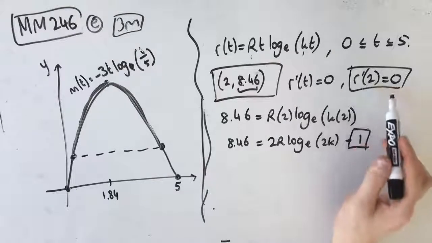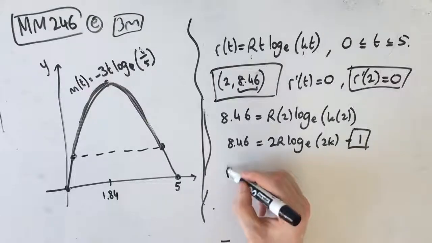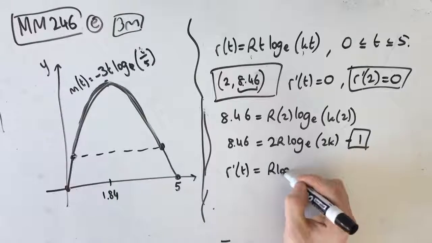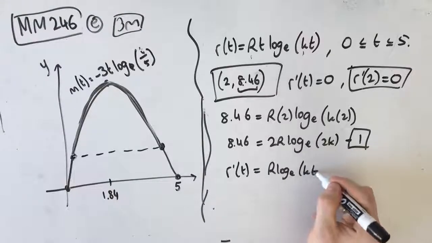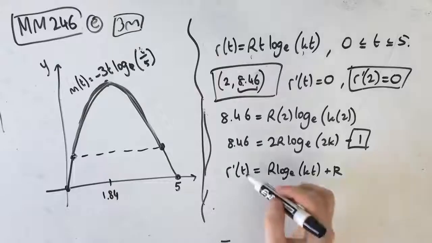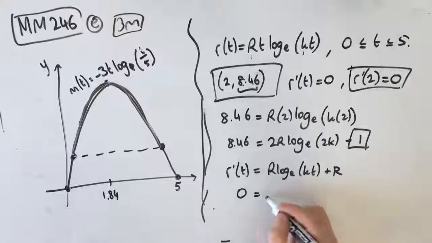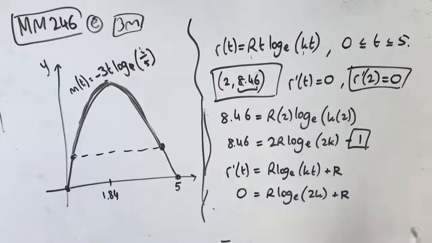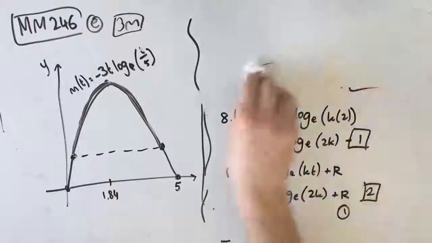And our second one comes from our r dash of 2 equals 0, right? So according to our CAS, r dash of t is equal to r log e of kt plus r. Awesome. And then from here we know that this is equal to 0 when t equals 2. So 0 equals r log e of, when t equals 2, we have 2k in here, plus r. And this is going to be our second simultaneous equation that we use, and this is actually where we get our first mark. So from here, we know that there are two simultaneous equations, so what we're going to do is plug those into our CAS into solve systems of equations.